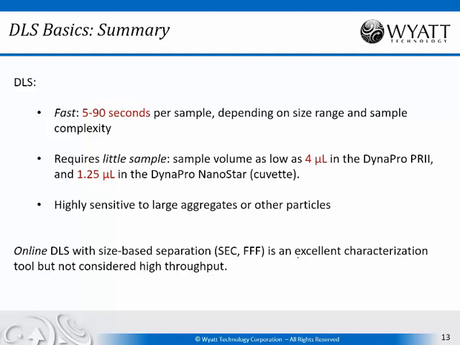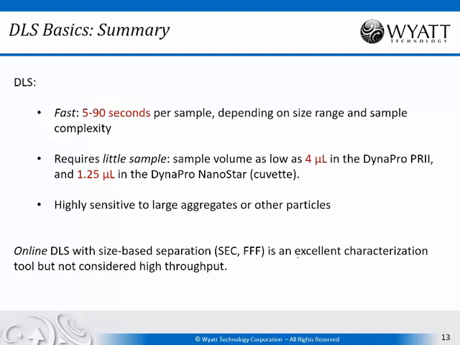Dynamic light scattering in batch mode is pretty fast. It only takes 5 to 90 seconds per sample, depending on size range and sample complexity. If it's a very simple sample, say a protein without large aggregates, it might just take a few seconds to make a good measurement. On the other hand, if the sample is complex and incorporates multiple modes and large sizes, then it might take a little longer to make a good measurement, but still pretty quick.